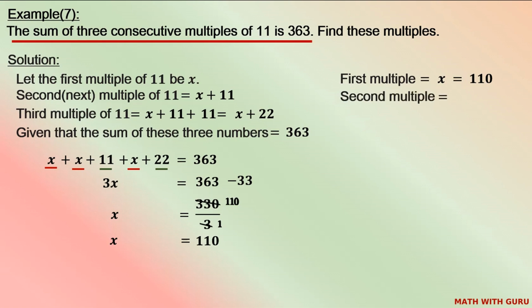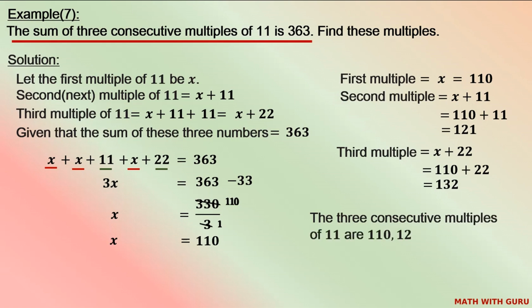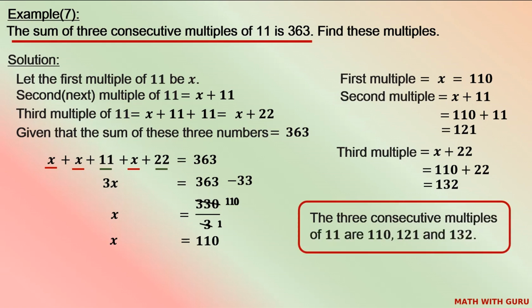Second multiple is equal to x plus 11, which is 110 plus 11, equal to 121. Third multiple is equal to x plus 22. This is equal to 110 plus 22, which is 132. Therefore, the three consecutive multiples of 11 are 110, 121 and 132.